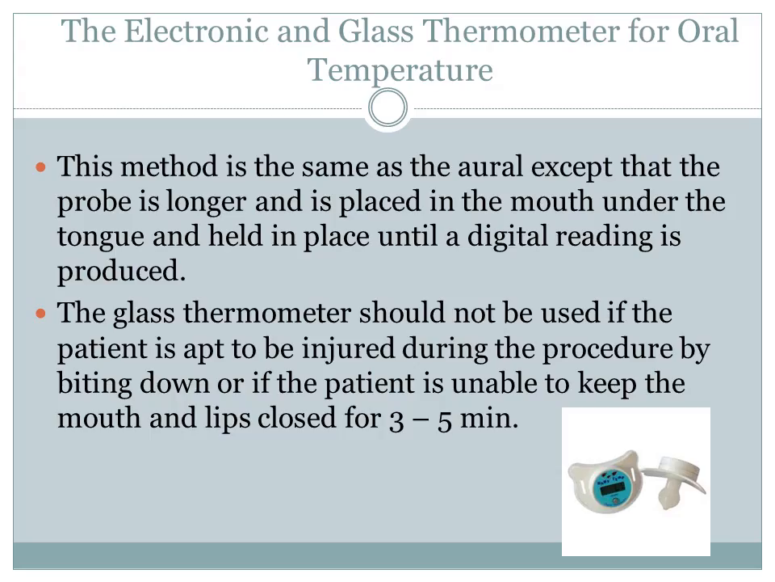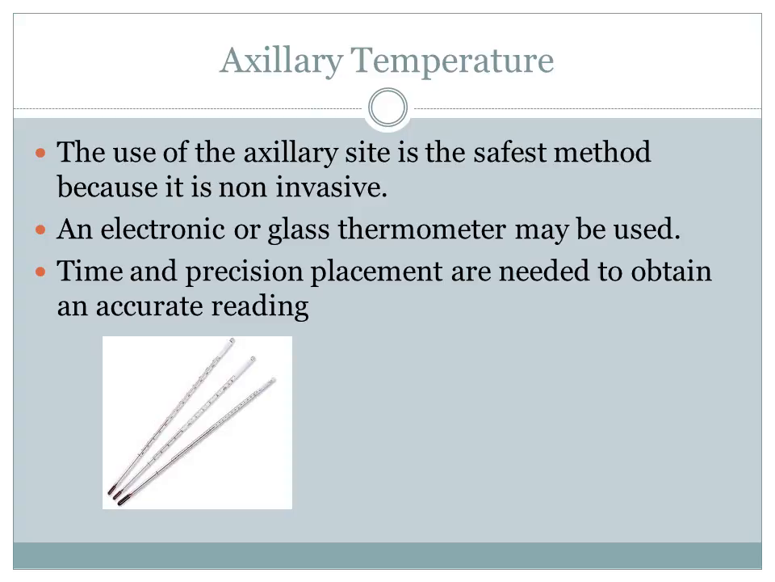The electronic and glass thermometer for oral temperature. This method is the same as aural, except that the probe is longer and is placed in the mouth under the tongue and held in place until a digital reading is produced. The glass thermometer should not be used if the patient is apt to be injured during the procedure by biting down, or if the patient is unable to keep the mouth and lips closed for 3 to 5 minutes.